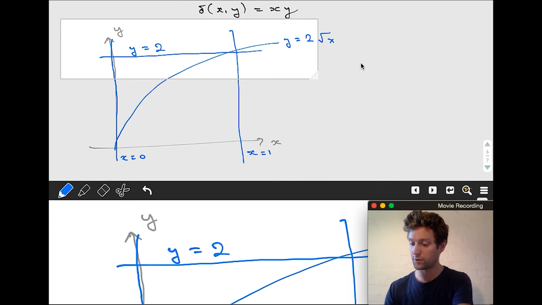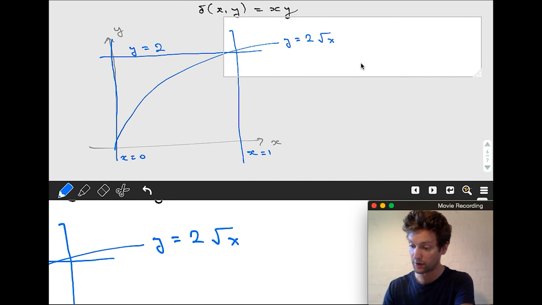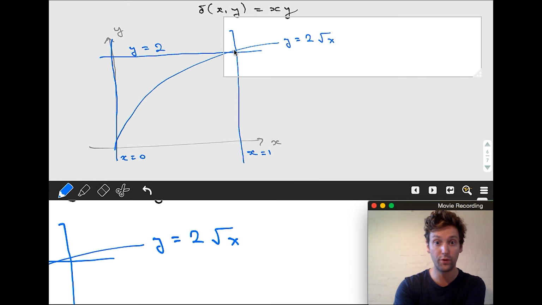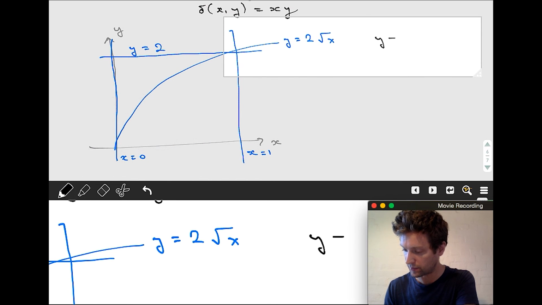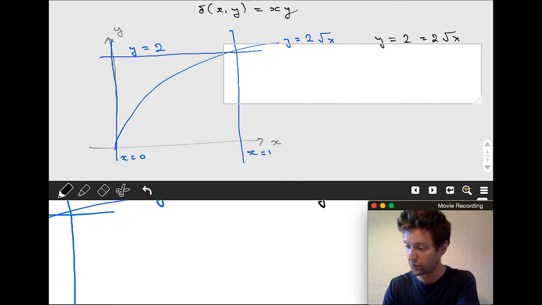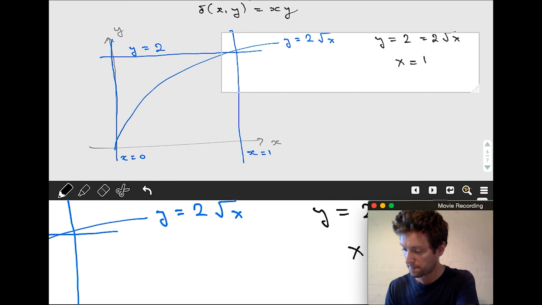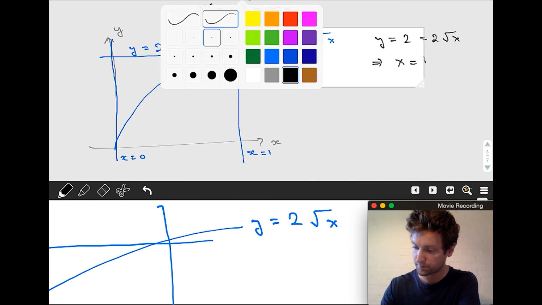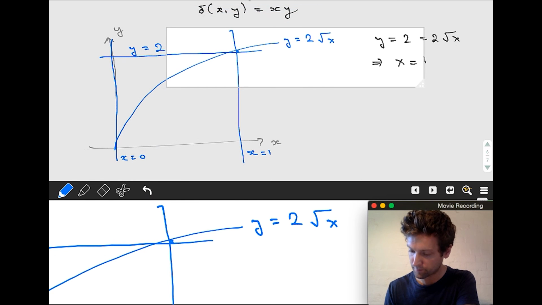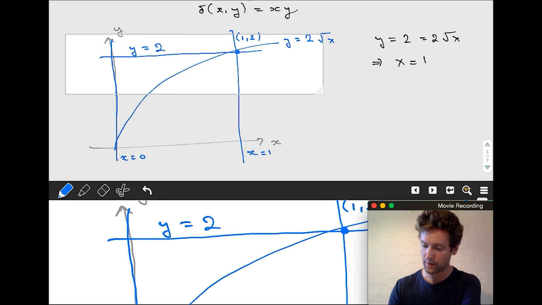And let's find out where those points of intersection are. So where does the line y is equal to 2 and the curve y is equal to 2 root x meet? So we have y is equal to 2 is equal to 2 root x. You can see that that will meet at root x is equal to 1, or x is equal to 1. So the intersection point there is x is equal to 1, y is equal to 2.